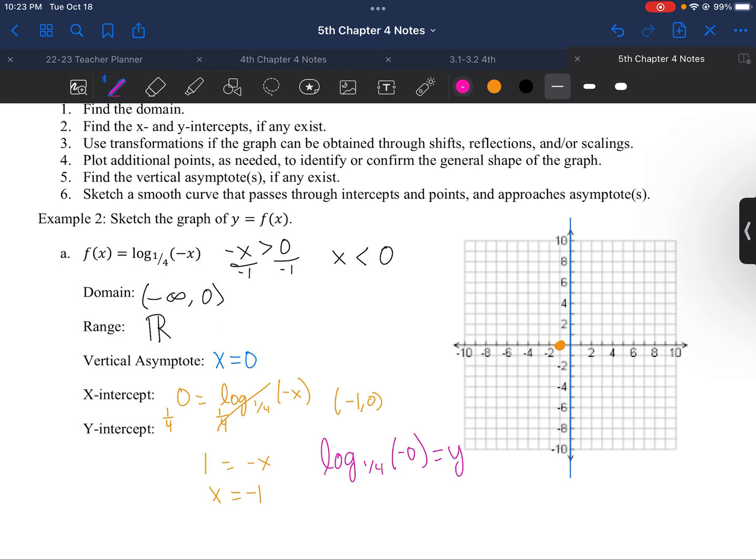Equal to y, and again, we can't take a log of 0, okay? So there is no y-intercept, and that makes sense because of the asymptote at x equals 0, okay? All right.